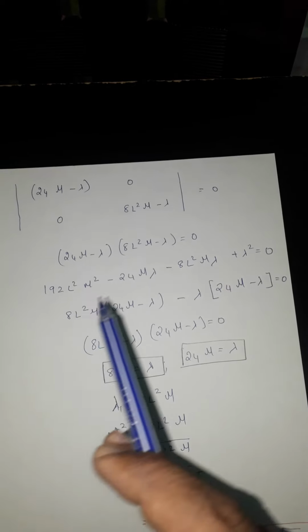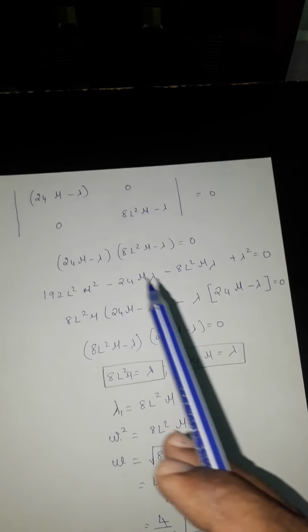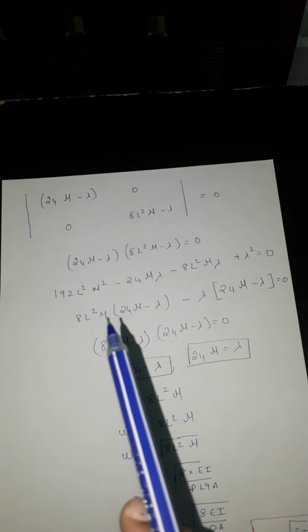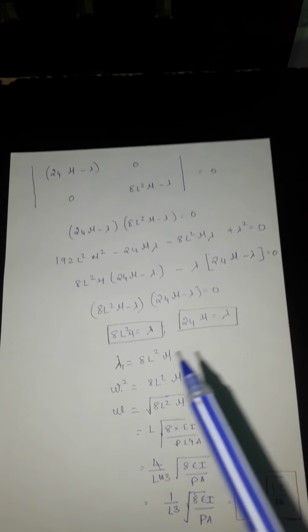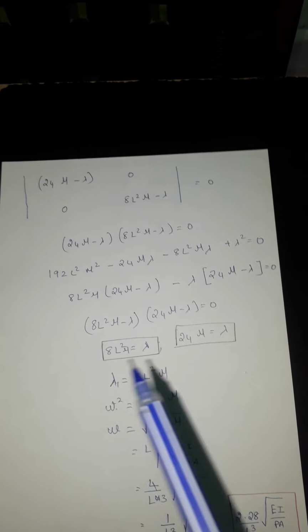I am taking this part: L square mu square. So I am taking 8 L square mu outside and I am getting this part and this part. And these are remaining. So minus lambda I am taking, and this part I am getting: 8 L square minus lambda. So I factorized and got this equation. So lambda 1, lambda 2. Lambda 1 is equal to L square mu. So lambda 1 is omega square, we have set it out, right?